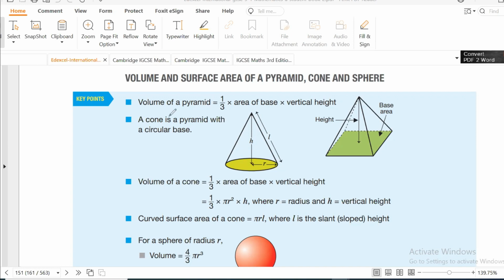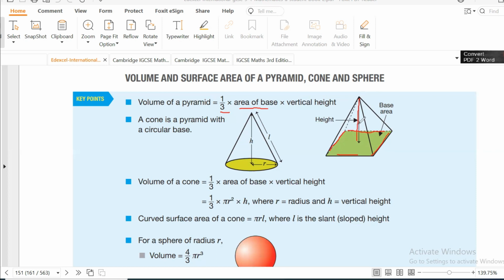As you can see, the volume of a pyramid is equal to 1 over 3 multiplied by base area multiplied by vertical height. If you check the right side, one pyramid which is a square-based pyramid, the base area we will consider is the bottom part, which is a square. So side multiplied by side we will find the area of this base, and then multiplied by the vertical height. In the questions we will learn how to find the height, or when height is given, how to find the volume of the pyramid.